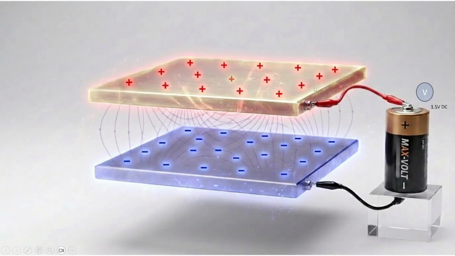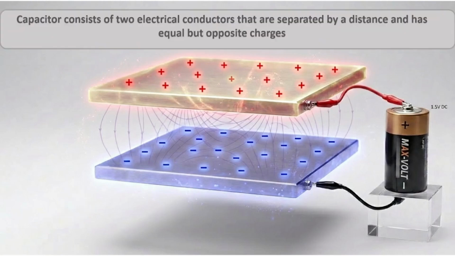And the effective charge of this plate will be positive, and let's call it plus Q. And the effective charge of the second plate will be negative, and let's call it minus Q. And this system is what we call a capacitor. So a capacitor actually consists of two conductors separated by a distance and has equal and opposite charges.